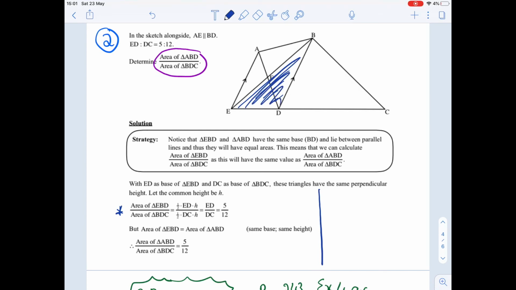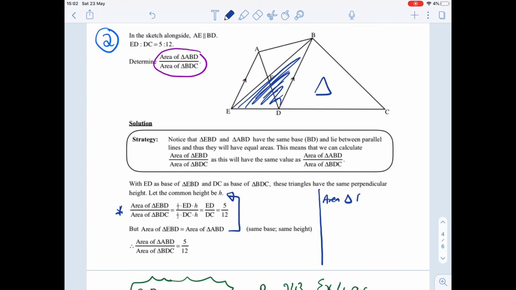The area of EBD, this one here, over BDC. Okay, so that's what we're looking for, is a half, which is 5/12. But the area of, I suppose that's also okay. So now if we just compare it to an alternate solution, because remember, as long as you write it correctly, there are different ways of doing it. So we could also have just put this first, which is probably what I would have done.